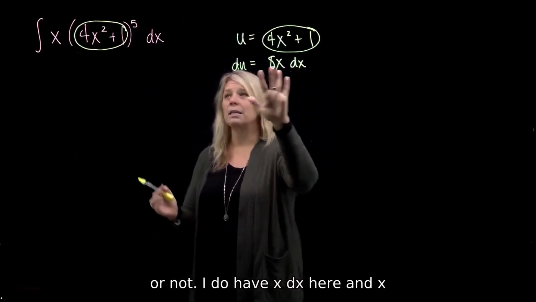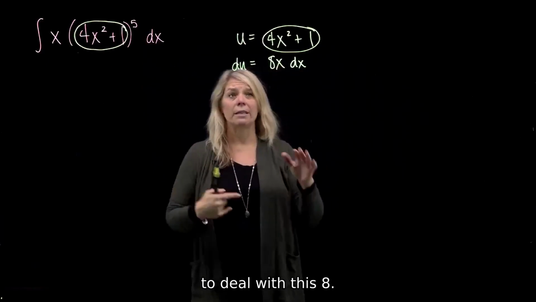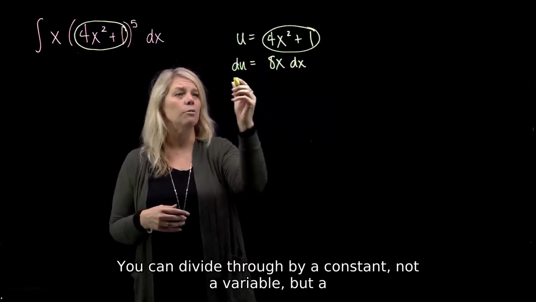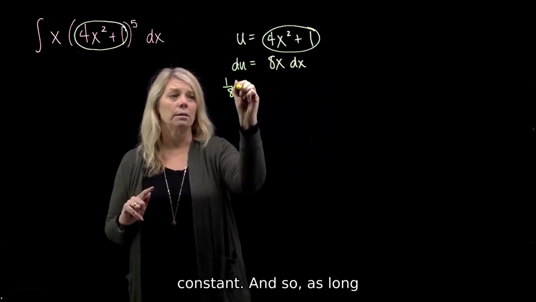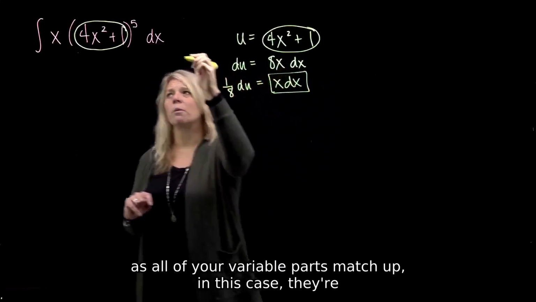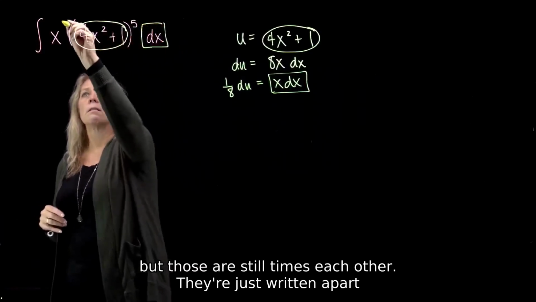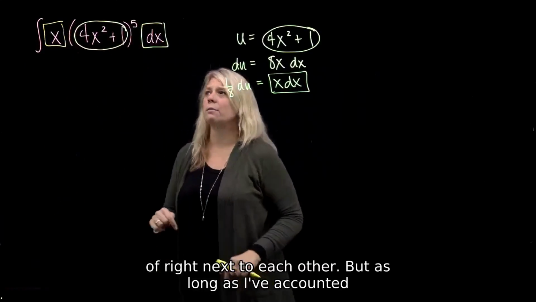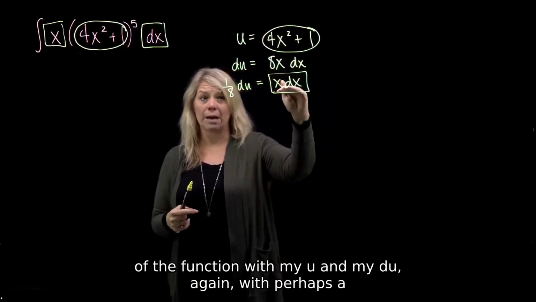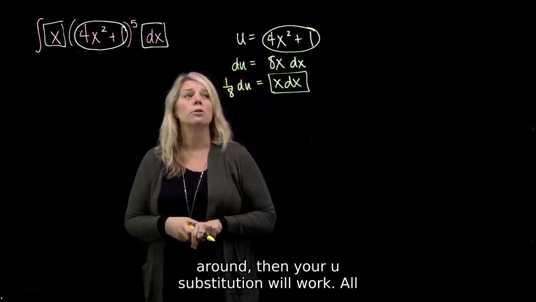So this part right here in my du helps me decide whether this U-substitution is going to work or not. I do have x dx here and x dx here. I don't have an 8 in the original integral, so I do have to deal with this 8. We've been dealing with those constants in the same way in several different examples. You can divide through by a constant, not a variable, but a constant. And as long as all of your variable parts match up, in this case they're kind of separated here, but those are still times each other. They're just written apart from each other instead of right next to each other. But as long as I've accounted for all the variable parts of the function with my u and my du, again with perhaps a constant that you have moved around, then your U-substitution will work.